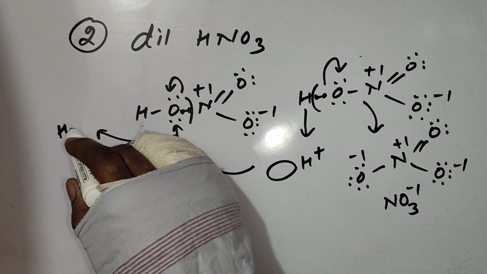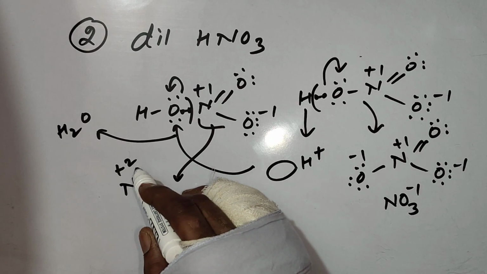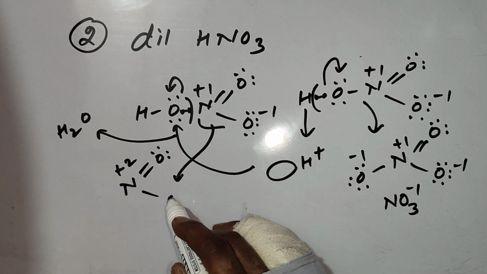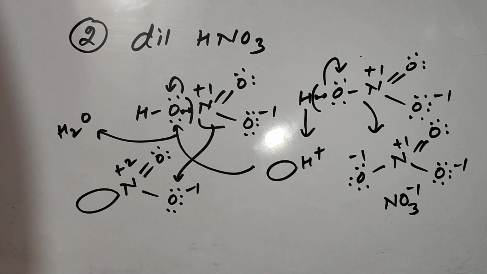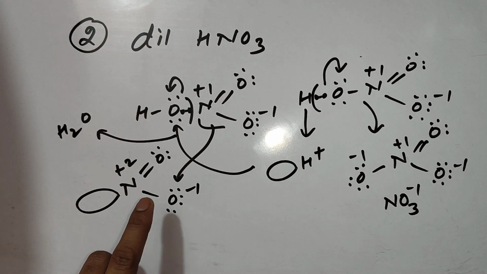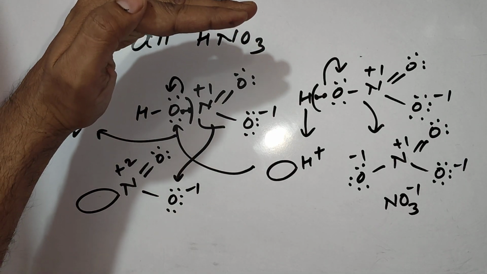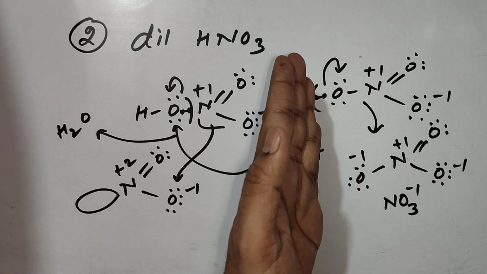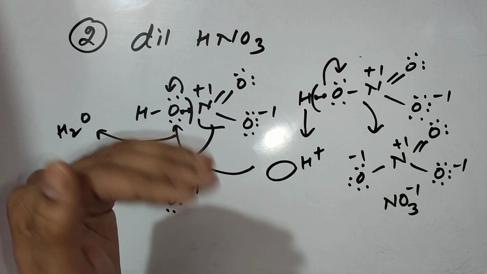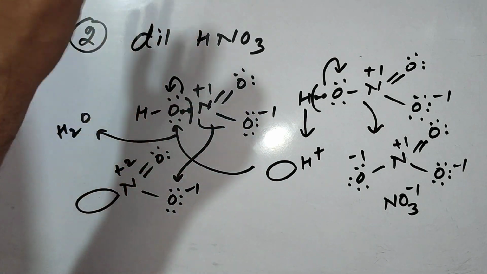H2O will release out, and this part will become this. Vacant orbital will generate on nitrogen, nitronium ion. So this nitronium ion will bring out nitration of phenol. So dilute nitric acid will work like a nitrating agent in this fashion, and concentrated nitric acid and concentrated sulfuric acid I have already discussed with you. So these are the two reagents which you can use to bring out nitration of phenol.